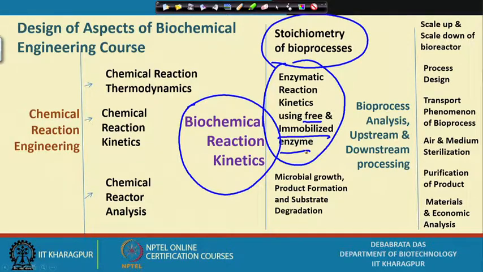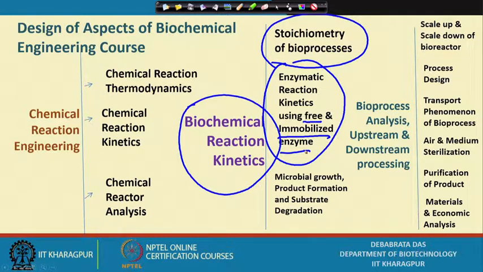Now we know that we have 2 types of enzymes: soluble enzymes and insoluble enzymes. And our substrate mostly is soluble in nature. So if your substrate is soluble and the enzyme is soluble, then we consider it a homogeneous reaction. How the homogeneous reaction kinetics can be explained, we discussed in this enzymatic reaction kinetics.